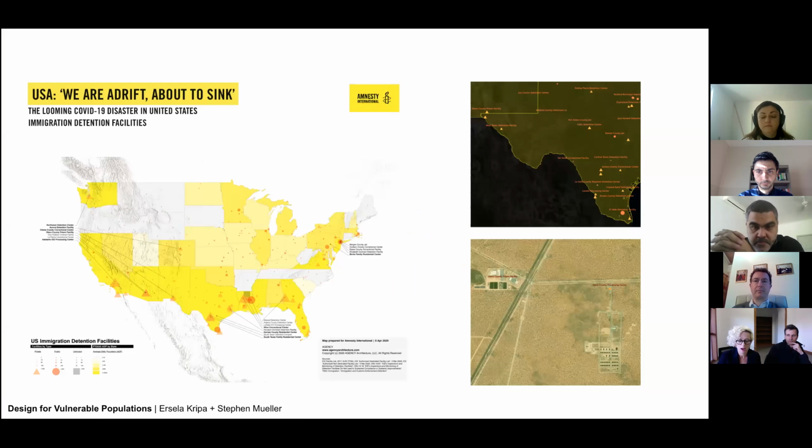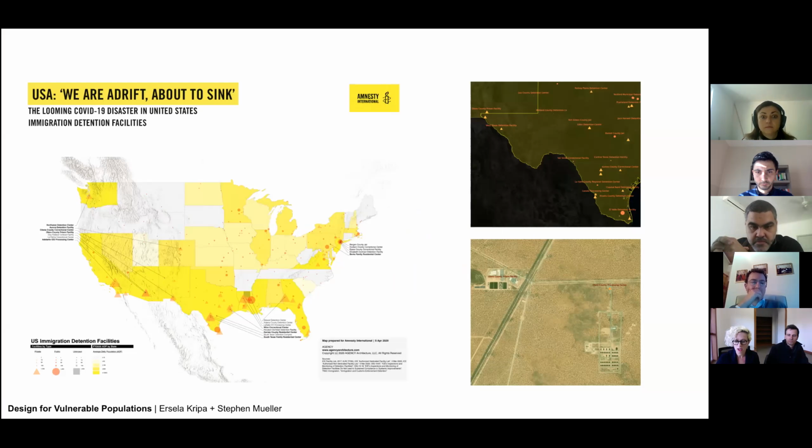And so looking at documents that Amnesty International obtained through a Freedom of Information Act request, we were able to confirm, to geolocate, and to construct this map that you see here on the left. This map is live and it's online for anyone interested.